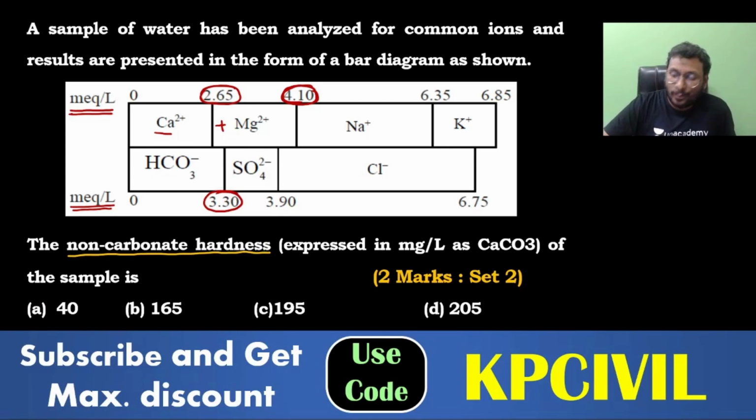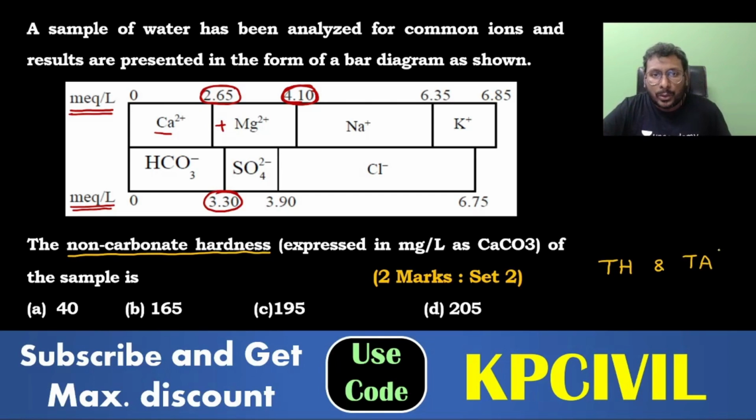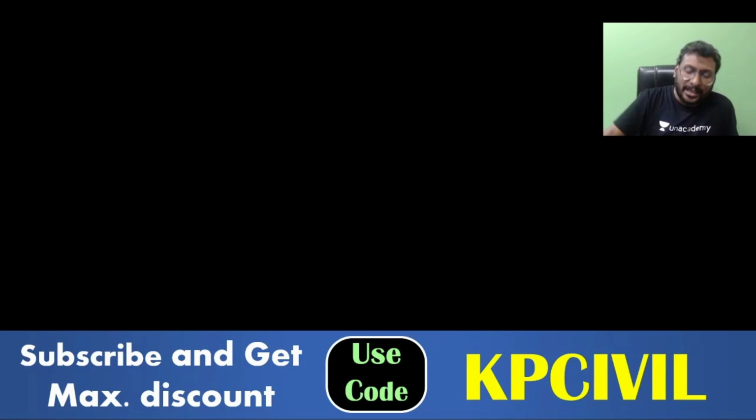Non-carbonate hardness. What do we require to estimate non-carbonate hardness? We need total hardness and total alkalinity. If you know total hardness and total alkalinity, you will get the value of non-carbonate hardness. So, first estimate TH and TA.